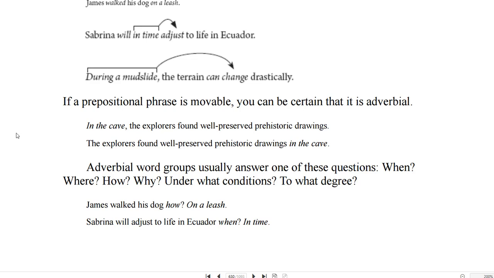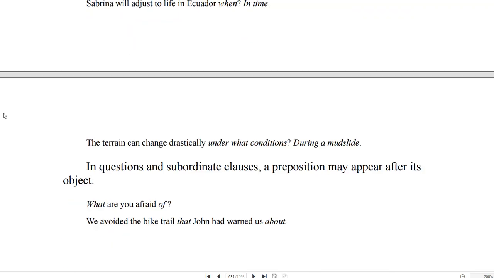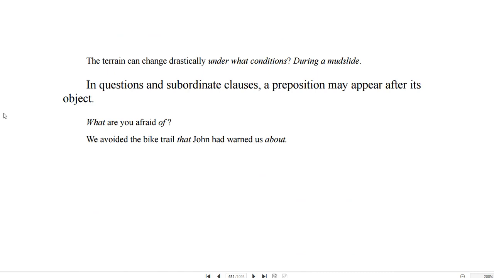In the cave, the explorers found well-preserved prehistoric drawings. The explorers found well-preserved prehistoric drawings in the cave. Adverbial word groups usually answer one of these questions: when, where, why, how, under what conditions, to what degree. James walked his dog. How? On a leash. Sabrina will adjust to life in Ecuador. When? In time. The terrain can change drastically. Under what conditions? During a mudslide.